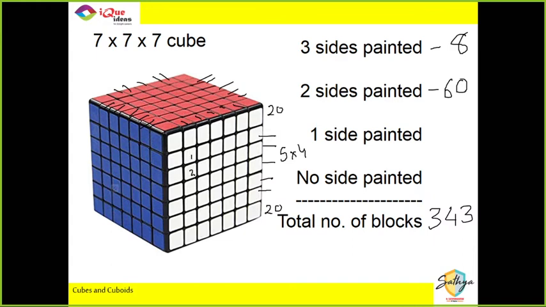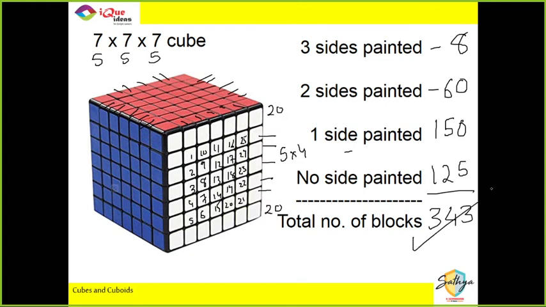For the middle: 1, 2, 3, 4, 5, 6, 7, 8, 9, 10, 11, 12, 13, 14, 15, 16, 17, 18, 19, 20, 21, 22, 23, 24 and 25. 25 center, so 25 into 6, total 150 pieces having one side painted, and 7 7 7 minus 2 minus 2 minus 2, 5 5s are 25, 5 25s are 125, will have 0 sides painted. 8 plus 5 is 13, 3 and 1 carry, 1 plus 6, 7, plus 5, 12, plus 2, 14, 4 and 1 carry, 3. That's my answer: 8, 60, 150 and 125.